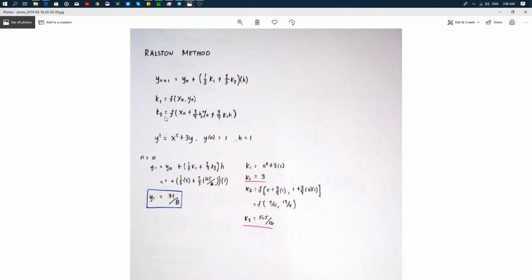So we have f of x sub 0 plus 3/4 times h and y sub 0 plus 3/4 of k sub 1 times h. So yeah, we're going to use these formulas.